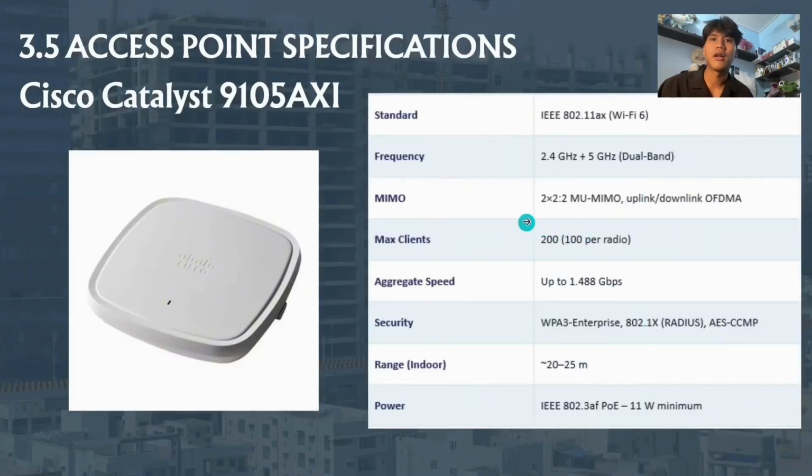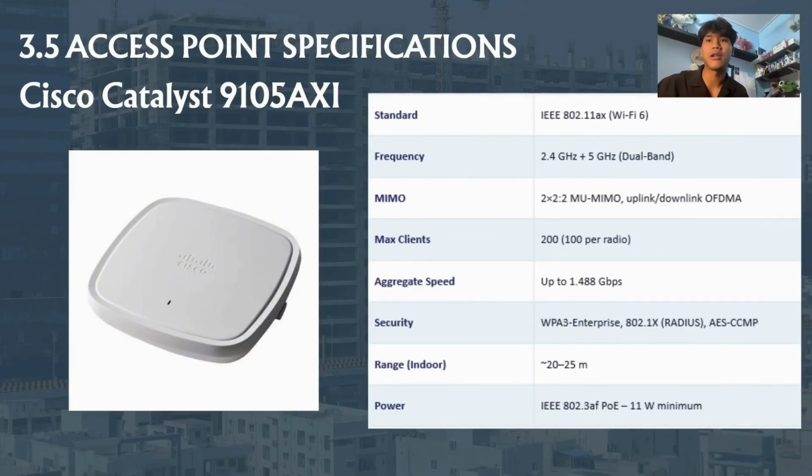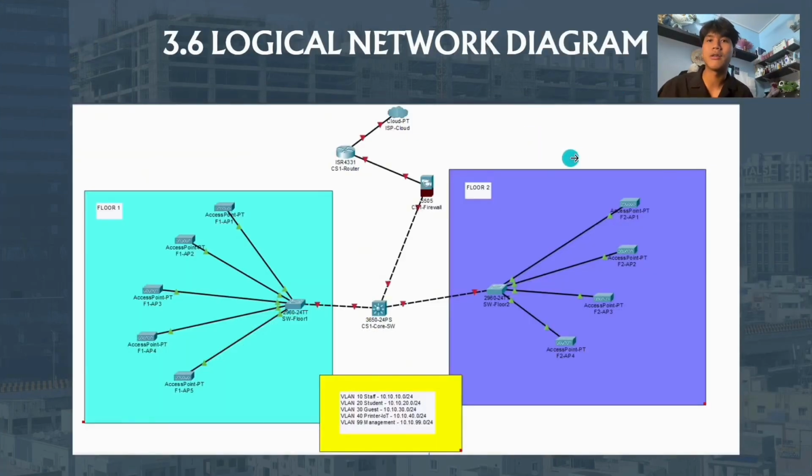Okay, now we go through the access point specification. As for the actual hardware, we selected the Cisco Catalyst 9105AXI as a Wi-Fi 6 access point. It supports 802.11ax, dual band 2.4 and 5 GHz, and 2x2 MU-MIMO with OFDMA, which matters because OFDMA lets the AP serve many BYOD devices in parallel rather than one at a time, cutting down waiting time during busy class periods. It's also WPA3 Enterprise with 802.1X RADIUS authentication for security and only needs 802.3af PoE power, which keeps our switch requirements simpler and more cost effective.